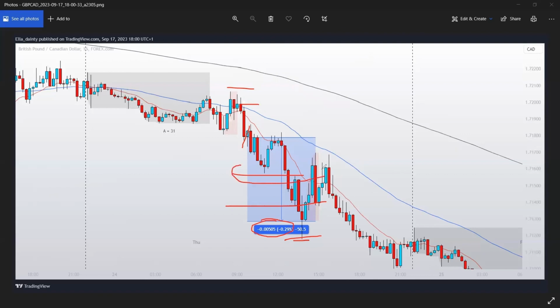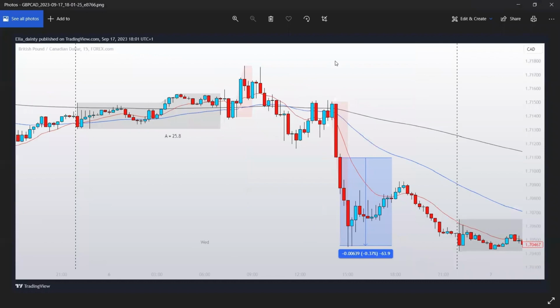But 30 pips is a good range, depending on the pair you're trading. All right, so let's look at another example. We have another example here. As you can see, the EMA crossed over here, so that means we're in a downtrend. The 200 EMA is above price.